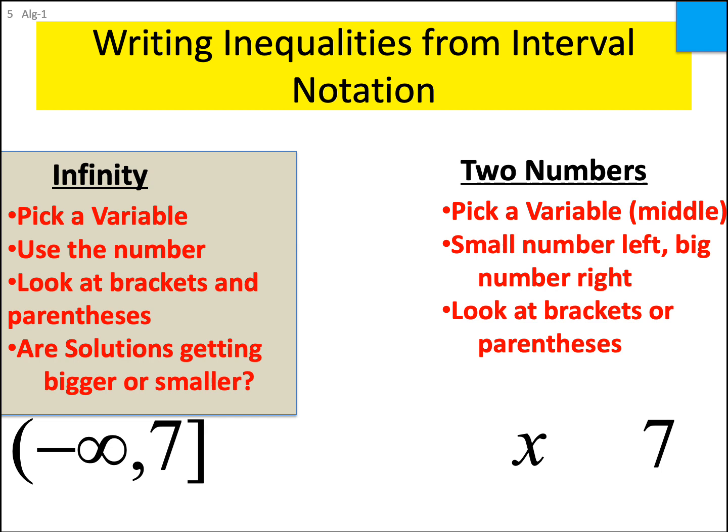So now let's see what it says. The interval notation says it goes from negative infinity to 7. So that means the solutions are all smaller than 7. If the infinity was on the other side, it would mean all the solutions are bigger than 7. So all the solutions are smaller than 7, therefore it gets a less than or equal to. Why not a less than? Because it's a bracket, not a parentheses. We got this?